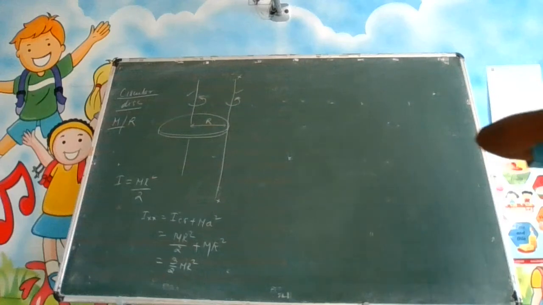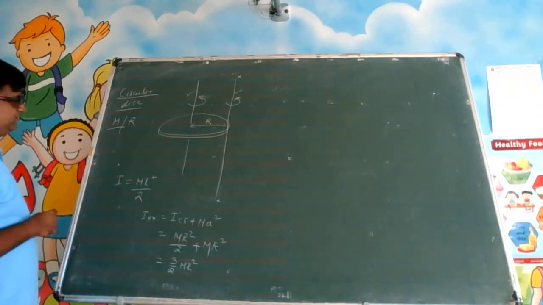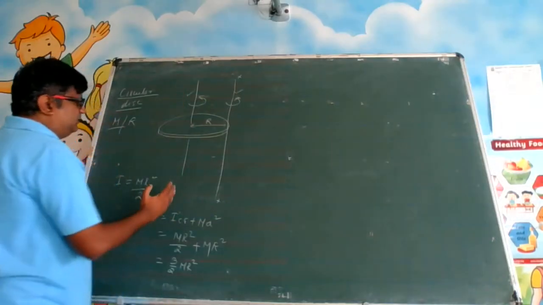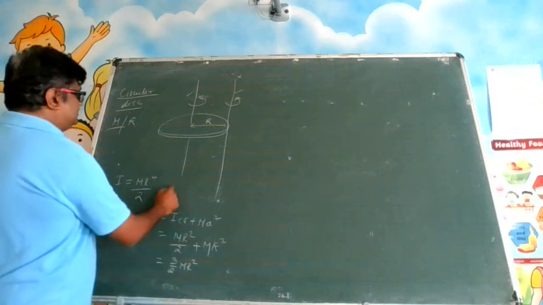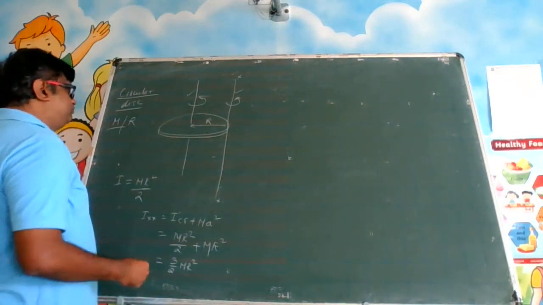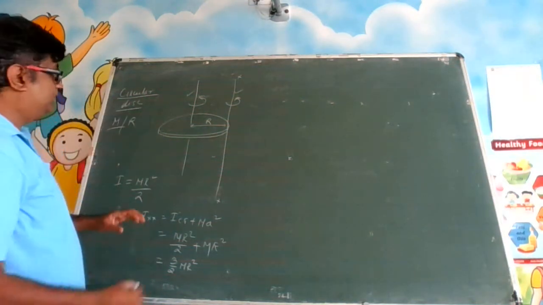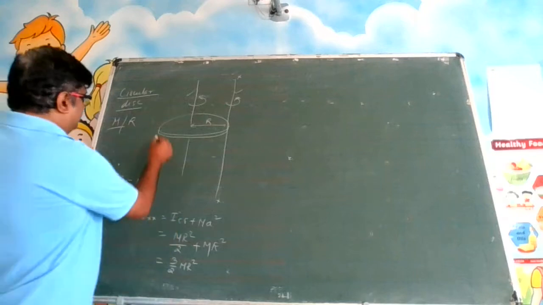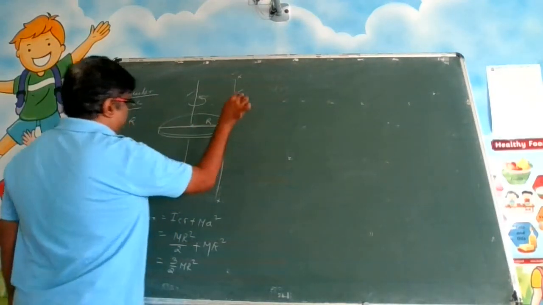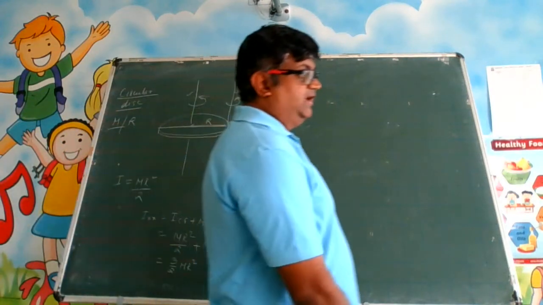Now let us say this is the disc, and this axis is perpendicular to the plate passing through the CG. Suppose I want to find the moment of inertia about any diameter. How will the diameter look? This is our diameter. Suppose they ask you to find the moment of inertia about the diameter.